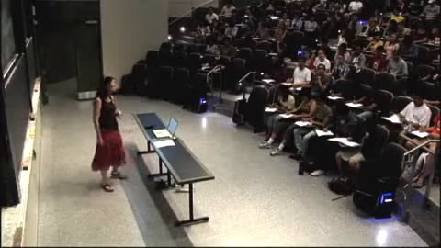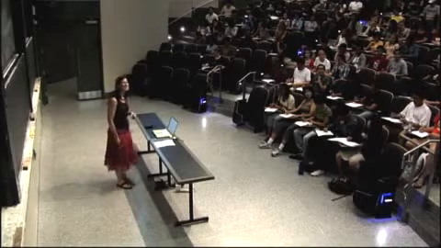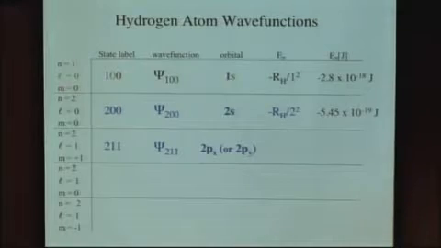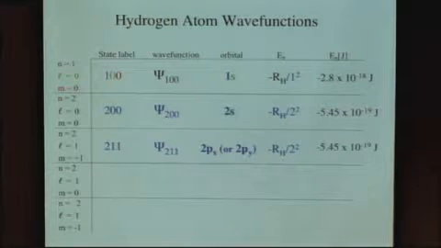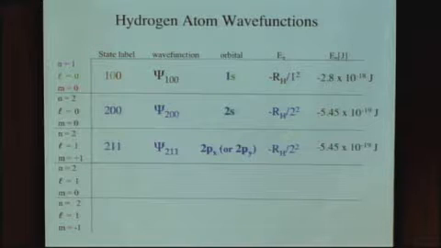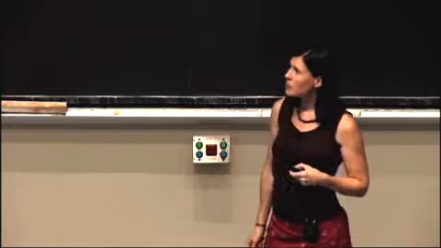Okay, good. I heard mixed answers, which is correct. So you can either write 2px or 2py. Whichever one you want is fine. And again, you'll notice that our energy is absolutely the same for an electron in the 2px orbital and in the 2s orbital. So that's true for a hydrogen atom. It doesn't matter if you're in a p or an s orbital, their energies are the same.